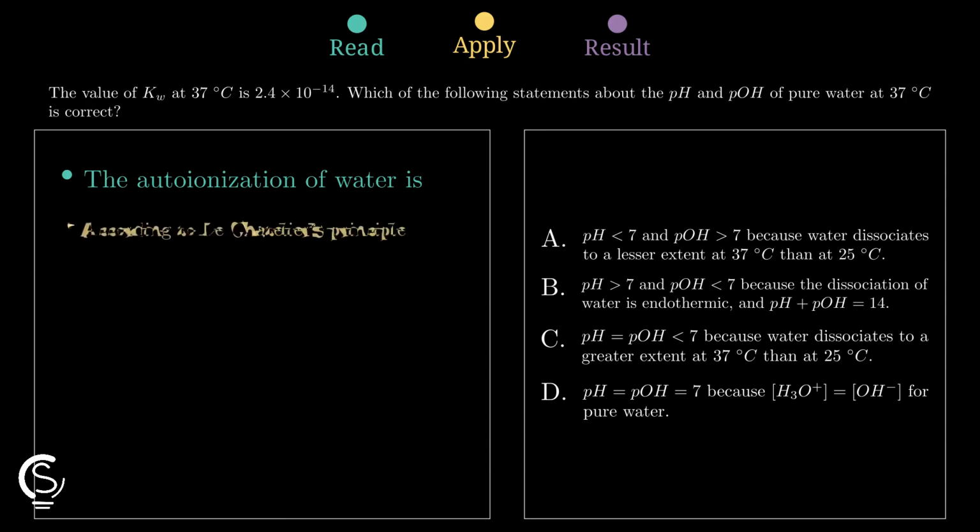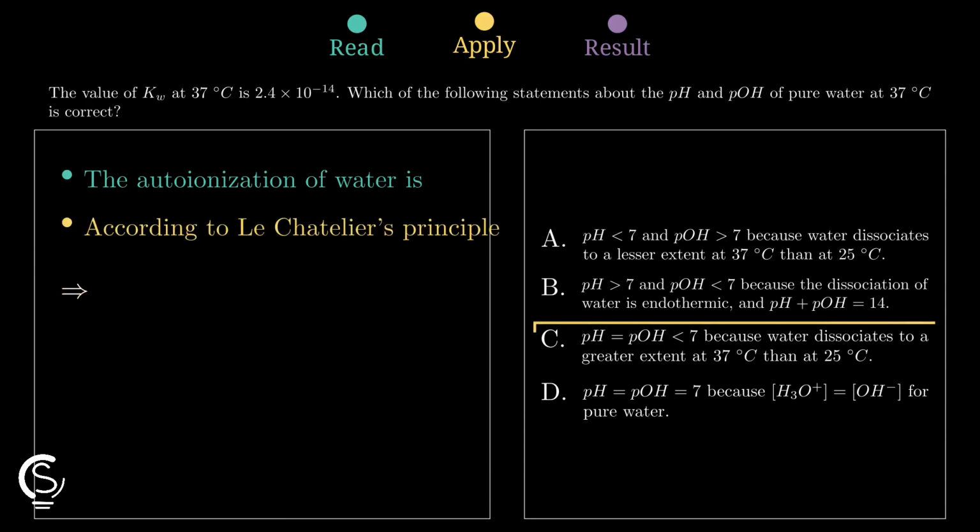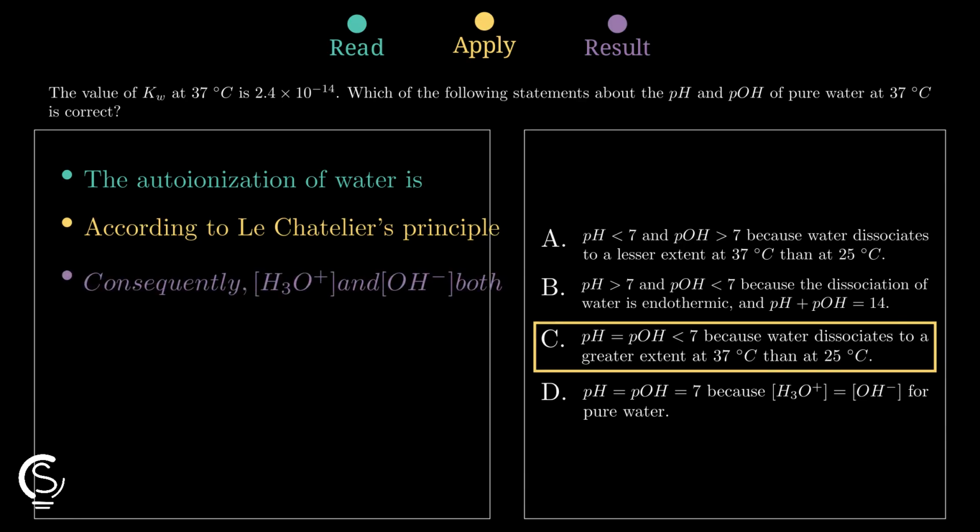Consequently, pH and pOH drop below 7 due to higher ion concentrations. Since pure water stays neutral, they remain equal, making option C correct.